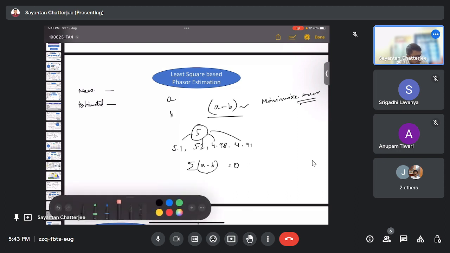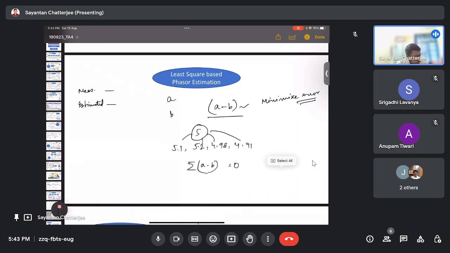So to alleviate this problem, least square based estimation is performed, where the squares of the differences are taken, because if we square them, the negative values would also lead to positive values. If we minimize this as an objective function, the accuracy would be much more improved. So this is the main basis of least square estimation.